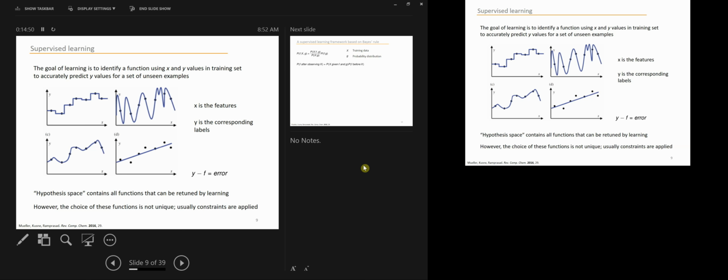Do all of these functions, even though they fit the training data perfectly, are they going to be able to also predict unseen examples? And that's what's really mattering in machine learning. We could also apply some constraint, and that's what people usually do, apply some constraint on the hypothesis space. For example, in this example, the constraint is that the function could be returned in a linear form.